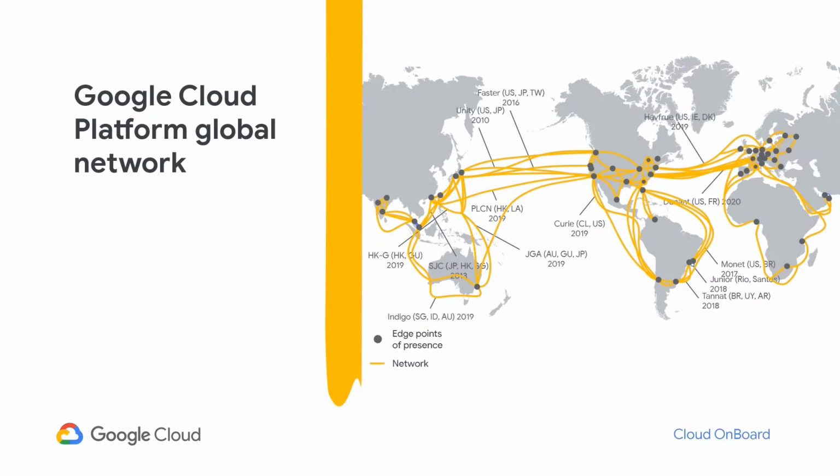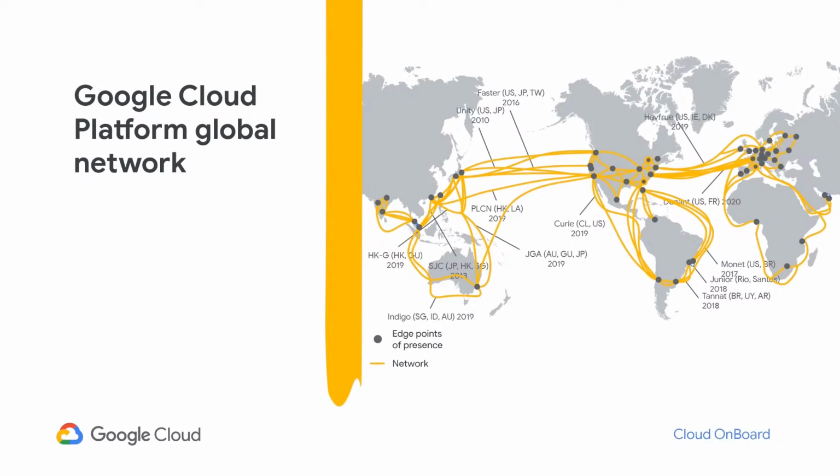Now you know that they would be divided into regions and zones. Because of such a great network, Google has been able to give you a very minimal latency infrastructure. The network infrastructure is composed of a lot of edge points of presence, which are where Google's network connects to the rest of the internet.